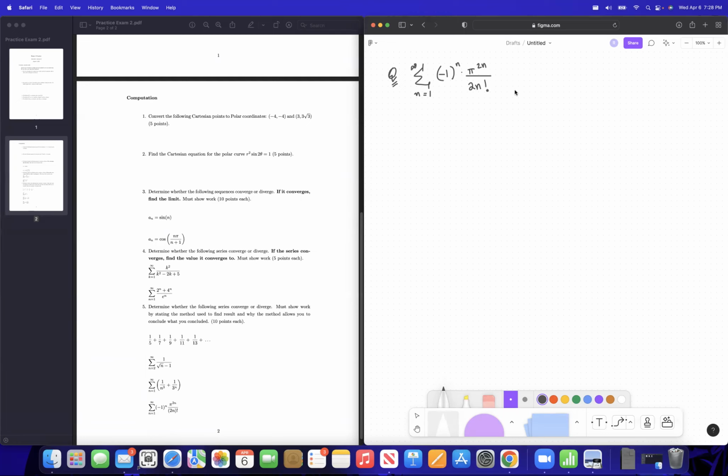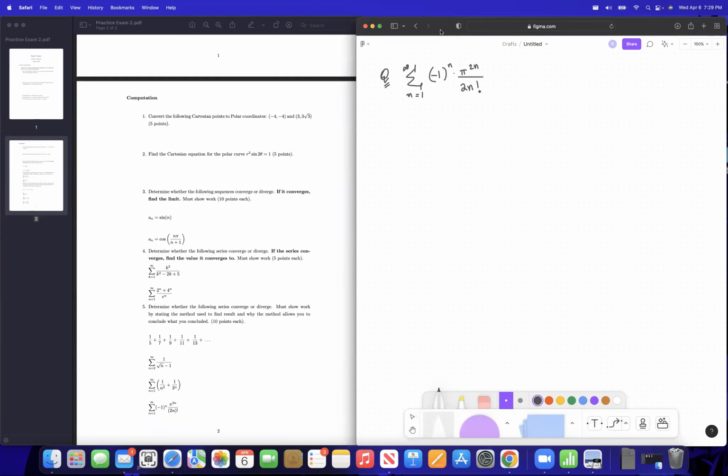At first glance, you'd probably want to use the alternating series test just because you see a -1 to the n out front. That's always a good indicator of using the alternating series test. But on the other end of that spectrum, we see that there's a factorial, right? With a factorial, usually you'd actually want to use the ratio test alternatively. And let's see if I can get the ratio test up here.